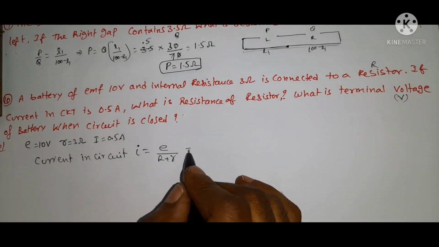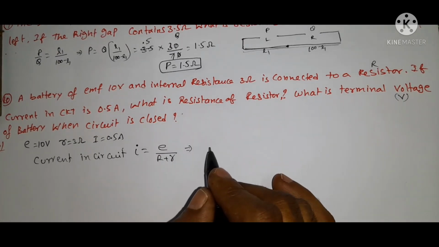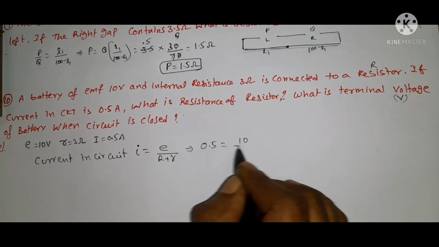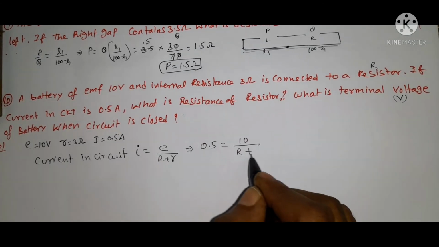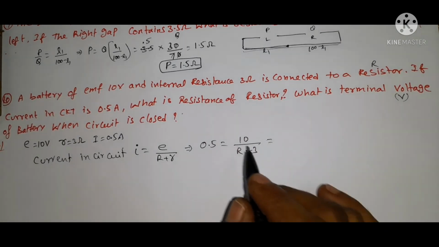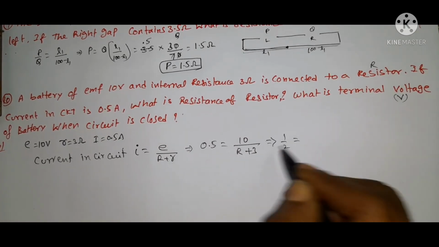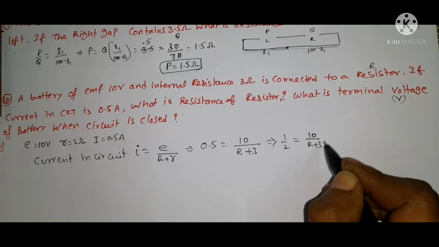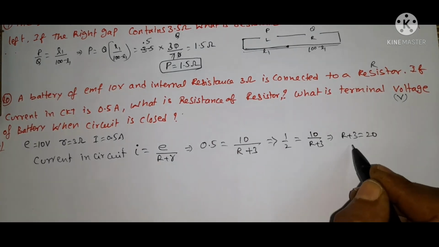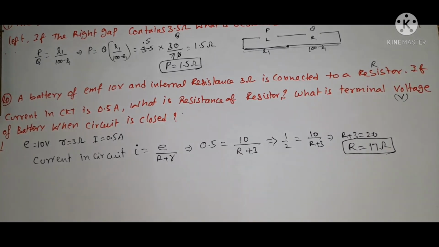Substituting, what you will get? I is 0.5, equal to 10 by capital R, which we don't know and have to find, plus 3. Do the cross multiplication, or simply 0.5 means 1 by 2. So 1 by 2 is equal to 10 by R plus 3. Cross multiplying, R plus 3 is equal to 20. So R is equal to 17 ohms. That is the answer, the resistance we were to find.